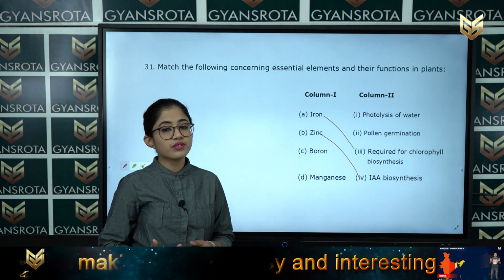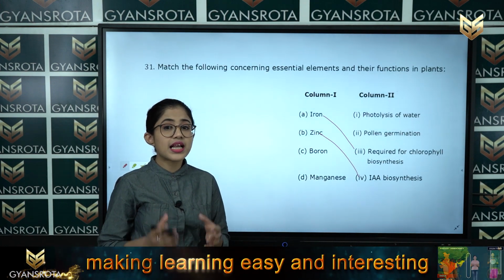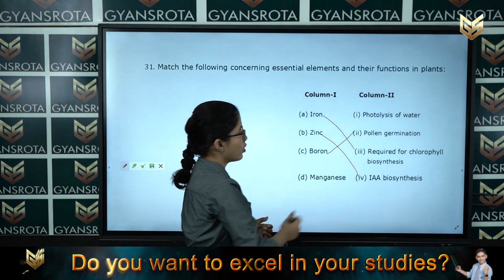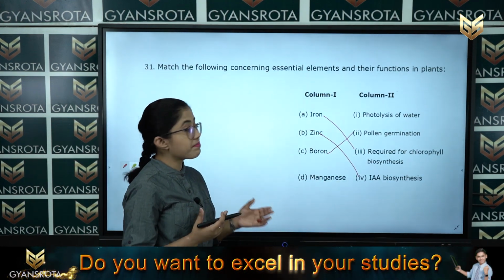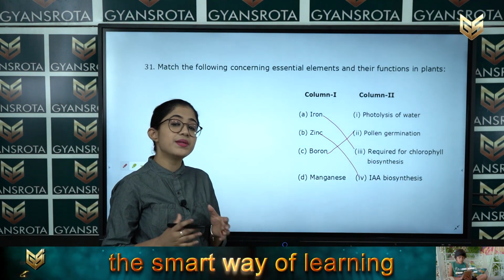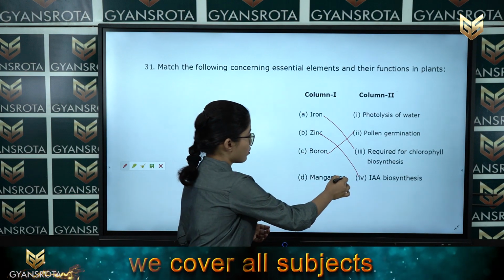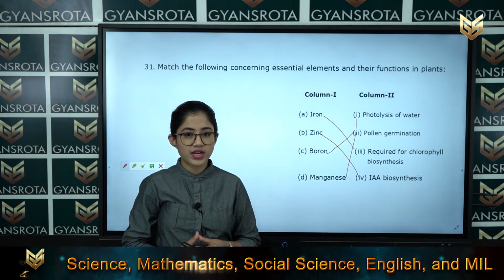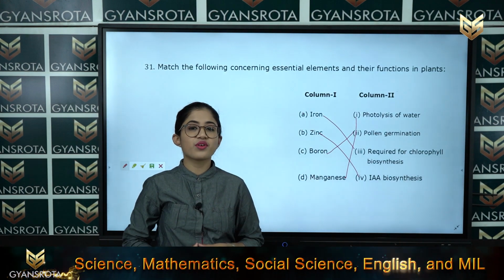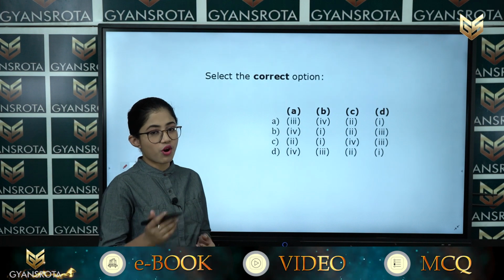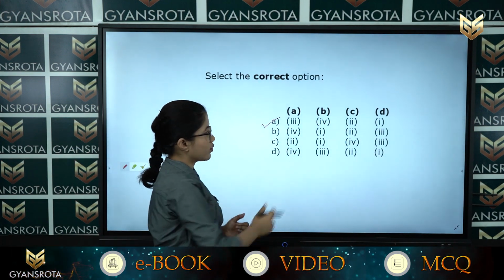Next is boron. Boron, where does it help? It helps in pollen germination. So boron will be pollen germination. Next is manganese. Manganese helps in photolysis of water, that means the splitting of water. So this is the correct match of column 1 with column 2. Now let's see the options given for this question. So student, from these 4 options, option number A is the correct one.